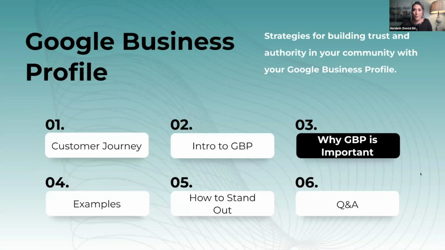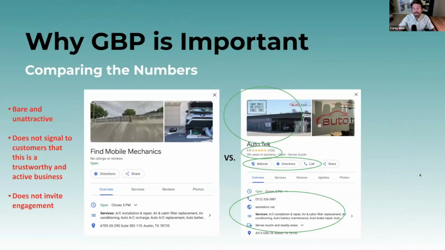Which is kind of a segue into why Google Business Profile is important. It's really giving somebody who's searching for the best auto mechanic the best options so they don't have to go and make that mistake themselves. They're relying on Google and the people utilizing Google to help them make that best informed decision.